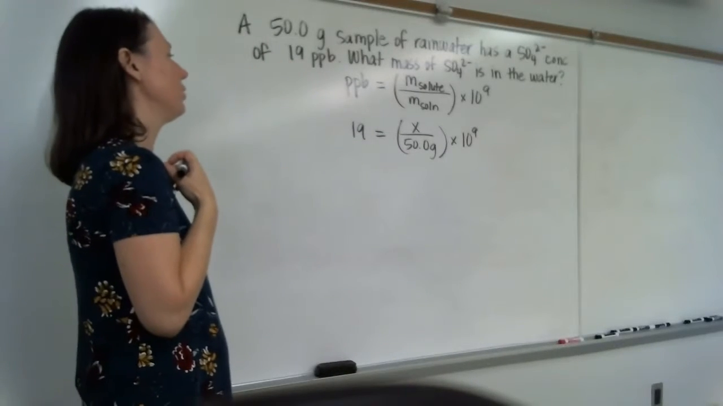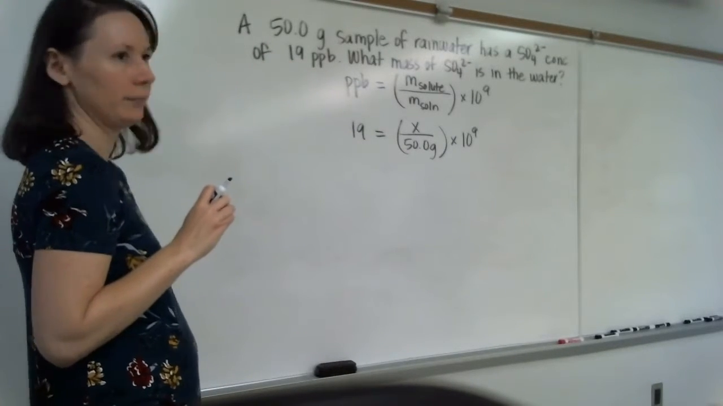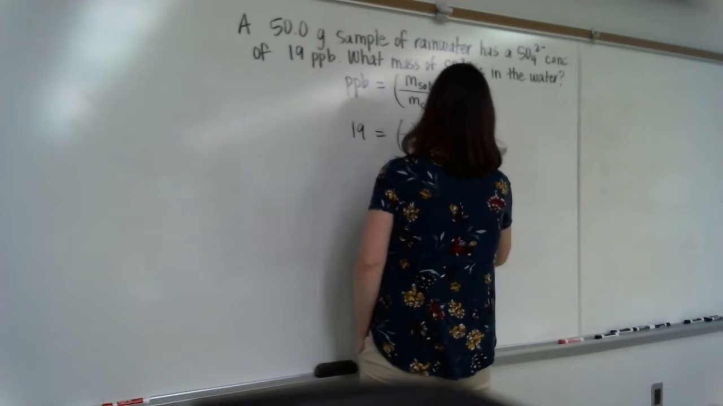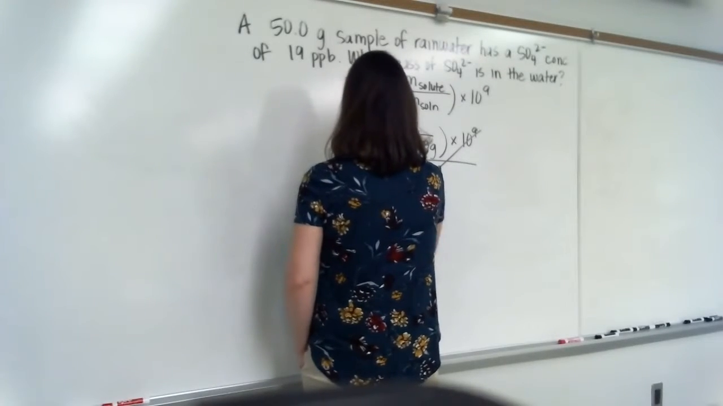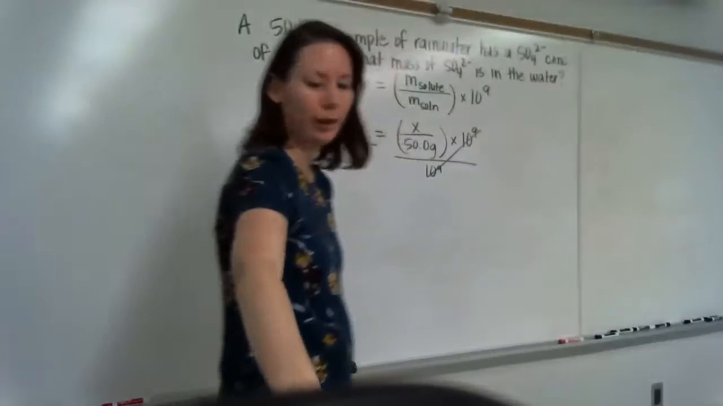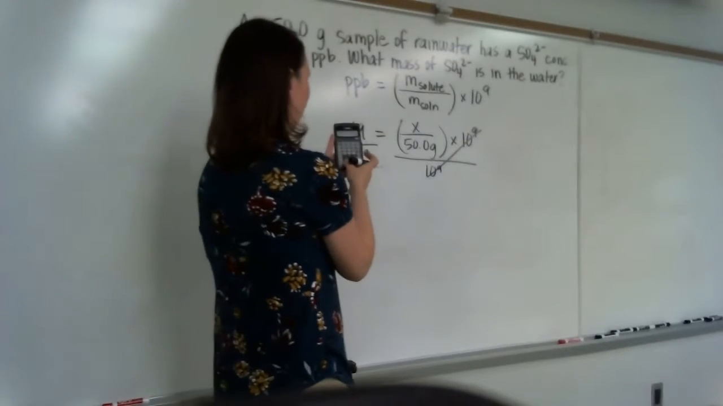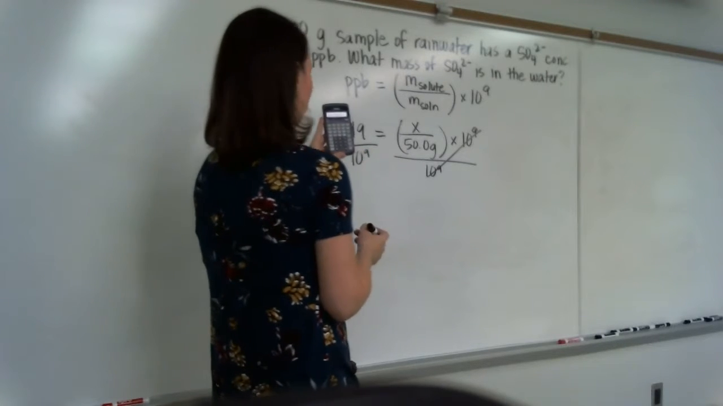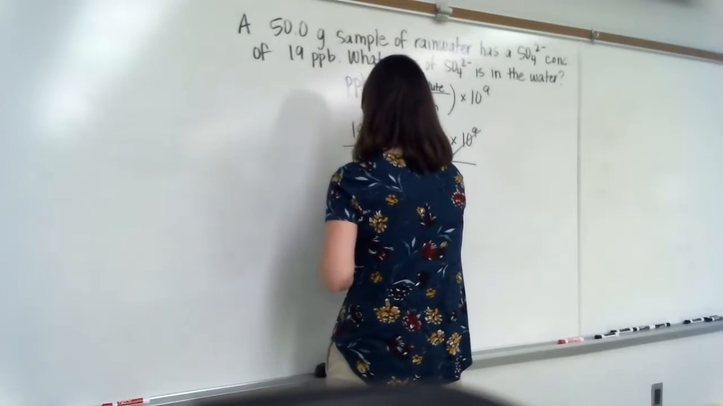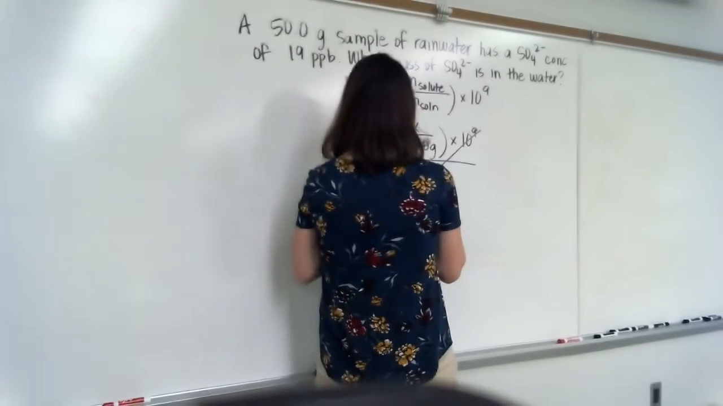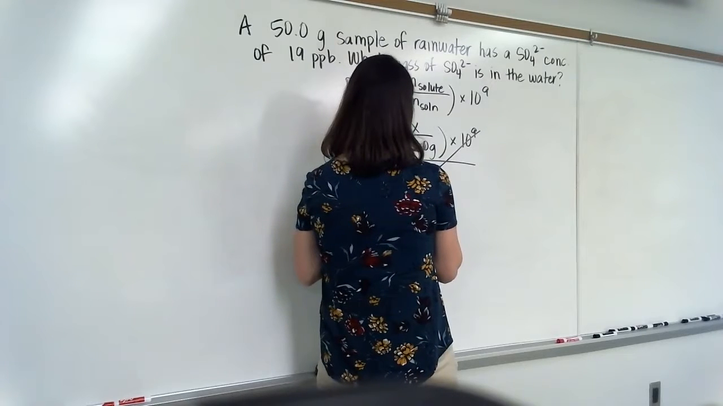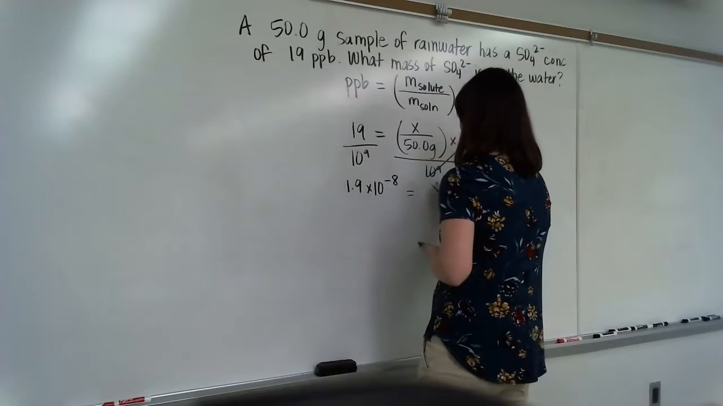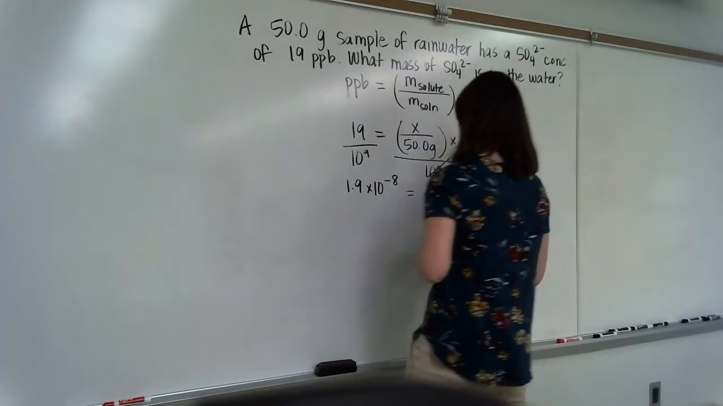So what do I need to do to get rid of the times 10 to the 9th component? Divide both sides by 10 to the 9th. So 19 divided by a billion. You can enter that in your calculator, by the way. It's going to give you a very small number, and put it in scientific notation for you. So 1.9 times 10 to the negative 8 is equal to x over 50.